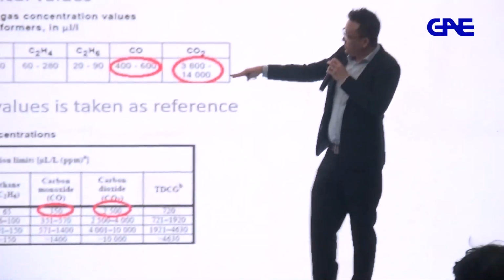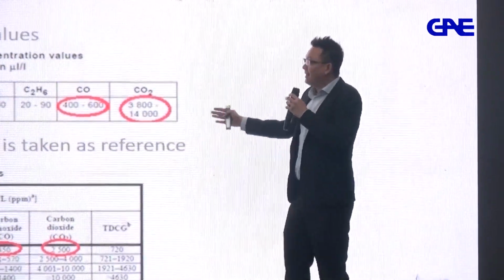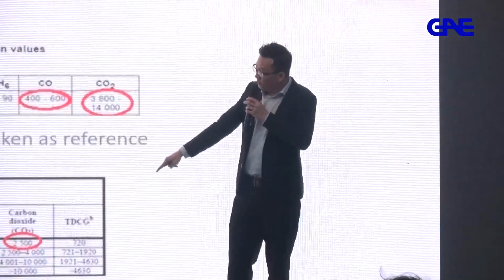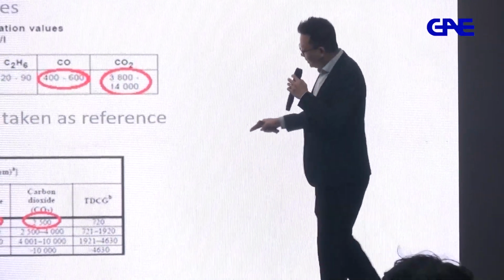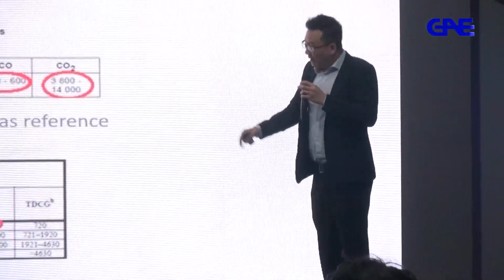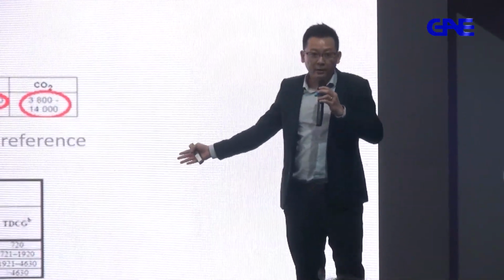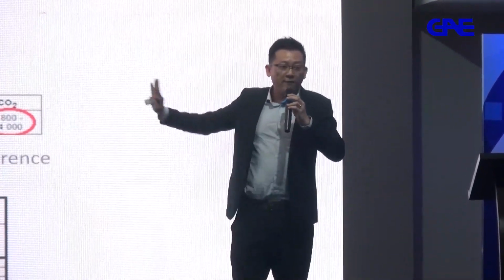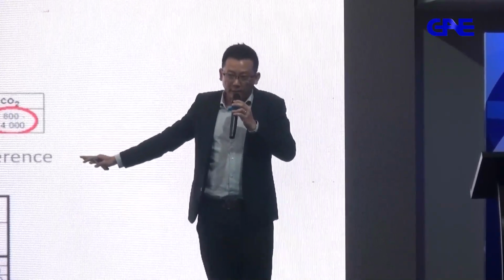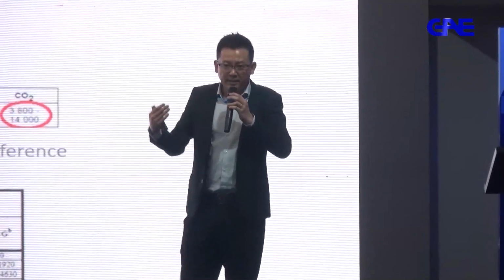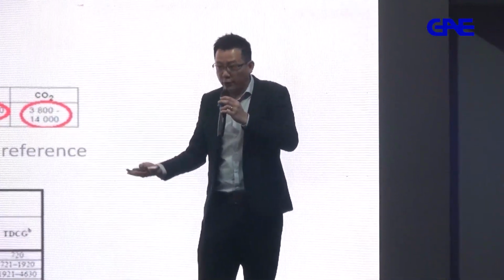Carbon dioxide will be 3,600 to 14,000. That is under reference of IEC 60599. Whereas if you look at IEEE C57, that is based on old standards. In the old standard, we talk about 4 conditions, condition 1, condition 2, condition 3, condition 4. But we have moved away from here. And it goes into free breathing transformer or sealed transformer, and how many years the transformer has been in operation.